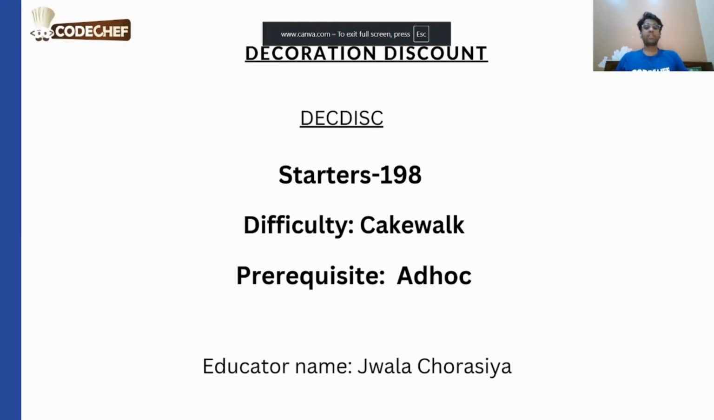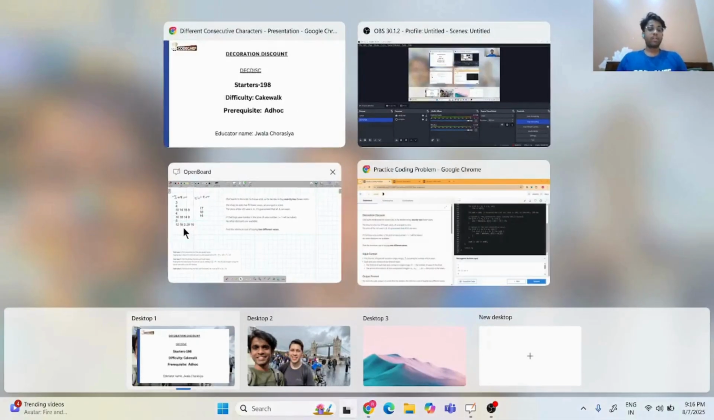Myself Jwala Chaurasi and today we are going to solve the problem which came into Starters 198. The name of the problem is Decoration Discount and the problem code is DECDISC. The difficulty rating of the problem is cakewalk and the prerequisite is addition. Let's start with reading the problem statement.